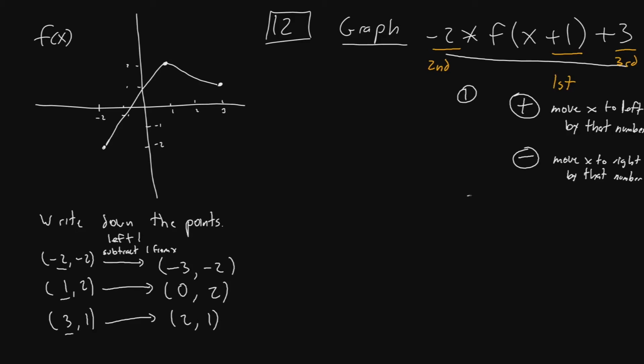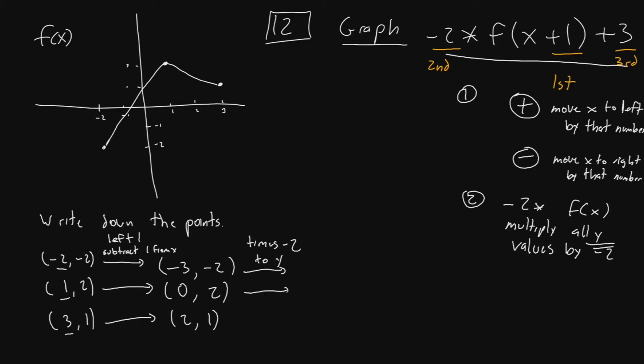Now let's move on to our second piece of information, which is the -2 times on the outside of the parentheses. Now, if you have -2 times f of x, that means we are going to multiply all the y values by -2. Okay? Now, in this case, we don't touch the x values. We only change the y values. We're done messing with x now. So now we'll do times -2 to y, and we will do it to all 3 points.